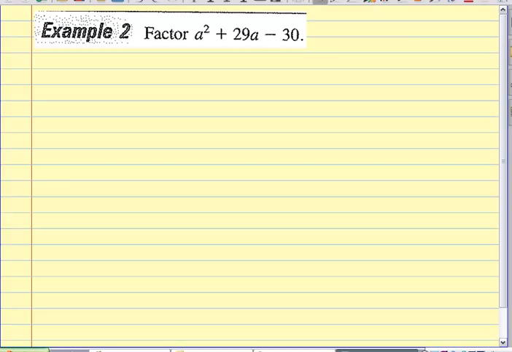So I know that of the pair, I want the bigger number to be positive. Now, thinking about 30 and its factors, and I need to add them together to get 29, what do you think the pair of numbers is going to be? 30 and negative 1, right? You can do that in your head. We're just talking about it right now. I'm not writing anything on the board.